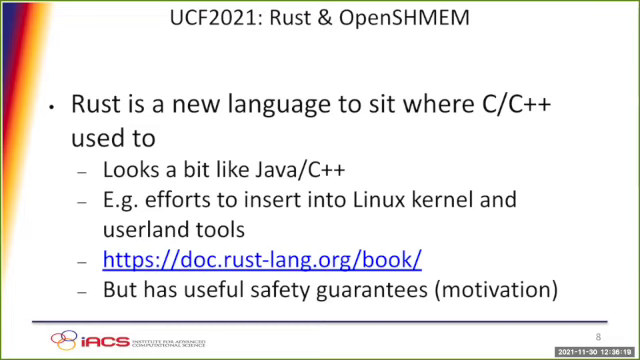So Rust is a newish language, and it sits where C and C++ have been used to being in charge. It looks a bit like C, C++, Java, with C-like syntax with braces and the same sort of minimal keywords. There have been efforts recently to put it into the Linux kernel and also in userland tools, like the coreutils, binutils, that kind of thing, rewriting them in a safer language than C. There's the documentation of the language, if you want to go and look.